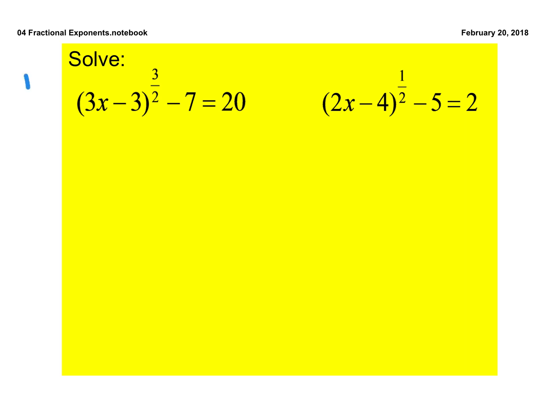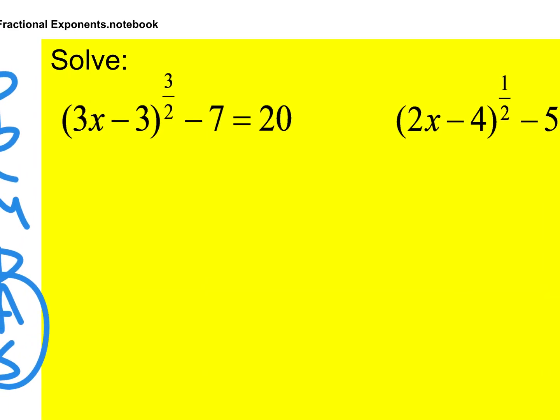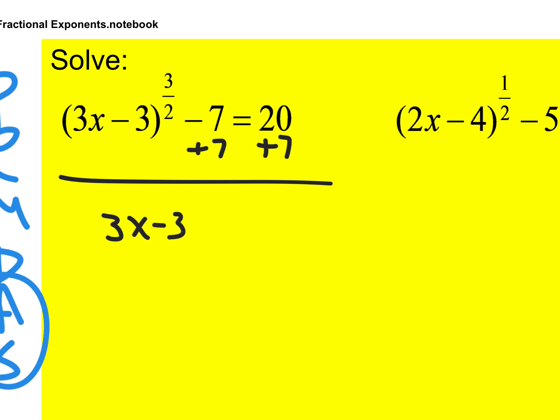PEMDAS, except in reverse. So you start with any add or subtract you could do. What could I do to make this better by adding or subtracting? Adding 7. 3x minus 3 to the power of 3 over 2 is equal to 27.